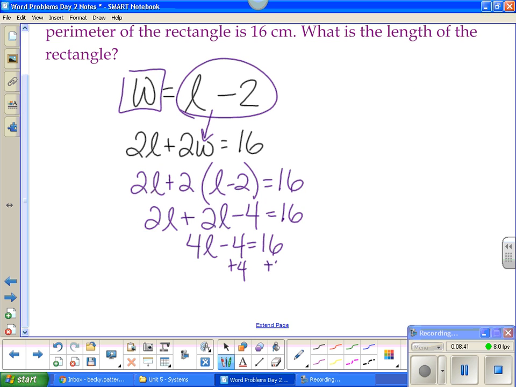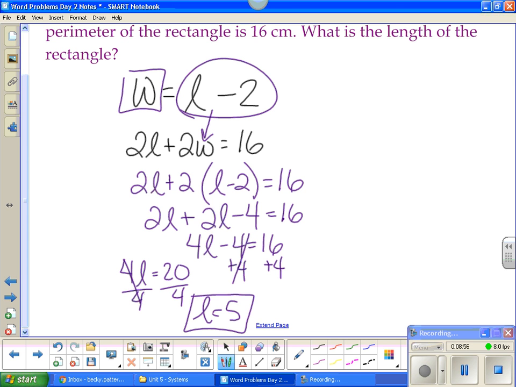Add 4. So 4l equals 20. Divide by 4. L equals 5. Okay, so let's read the question. What is the length? Well, it says L equals 5. That's my length. Do I need to go plug it back in here and find my width? No, because it wanted to know what is the length. So all I have to do is find L.